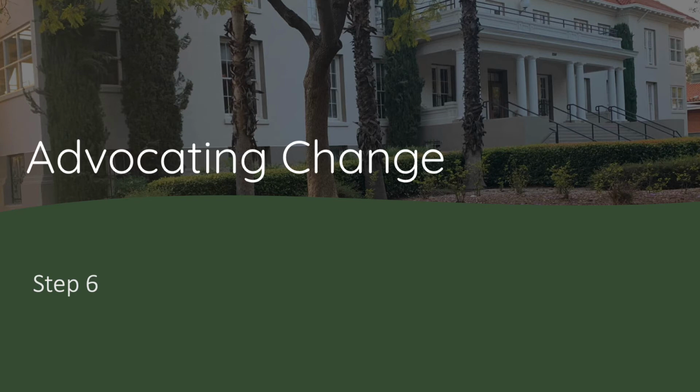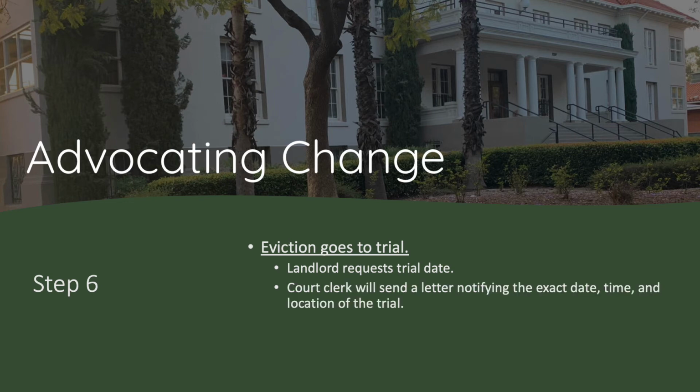Next, the eviction will go to trial. Once the tenant has filed and served the answer on the landlord, the landlord will request a trial date. The tenant will receive a letter from the court clerk stating the exact date, time, and location of the trial. This will usually take place within 20 days.